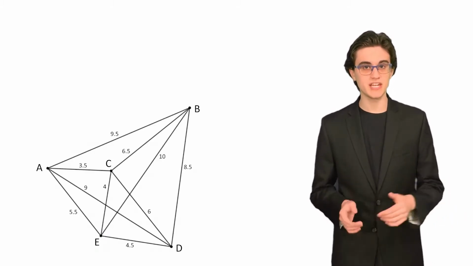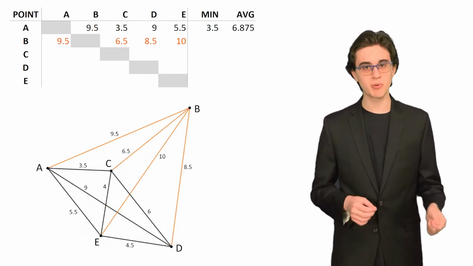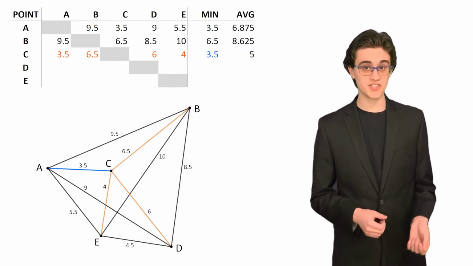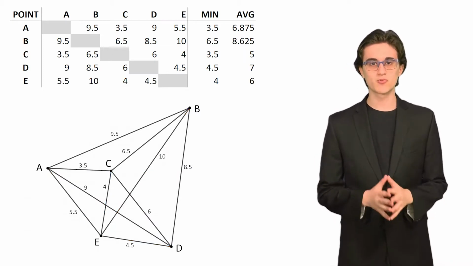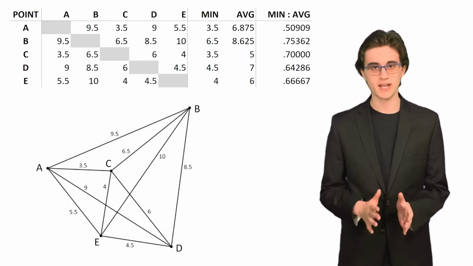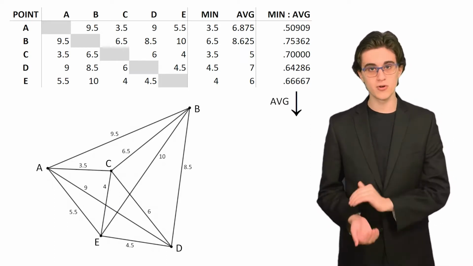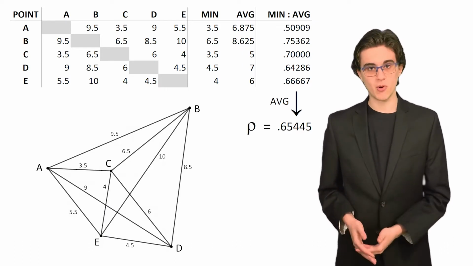Suppose that you have some points in a geometric space, such that you can find the distances between each pair. Now make a table of all of these distances, noting for each point the distance to its closest neighbor and the average distance to all of its neighbors. Then compute the ratio of the minimum distance to the average distance for every point and take the average of those ratios. This is the value of ρ for this set of points.